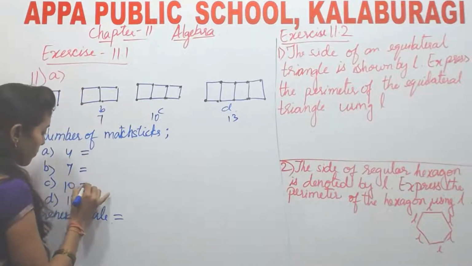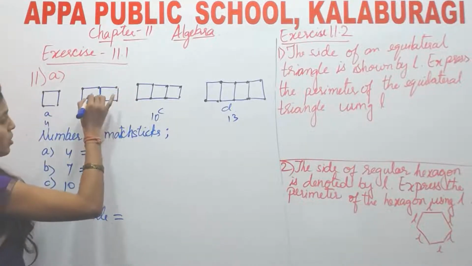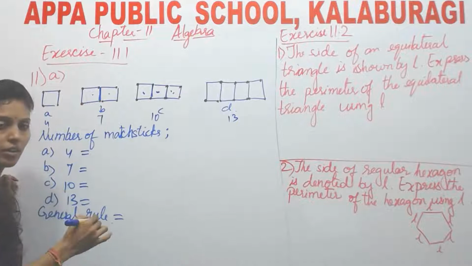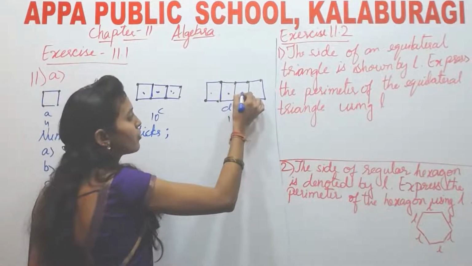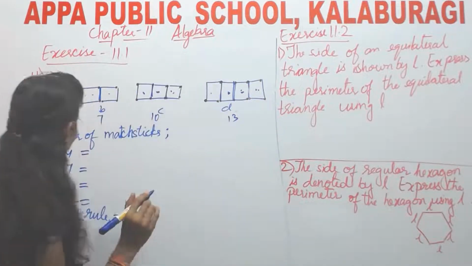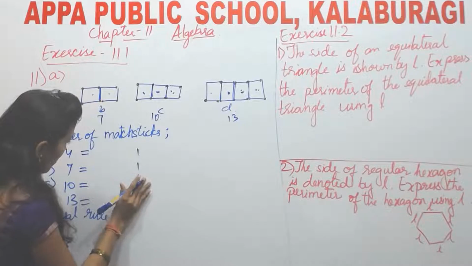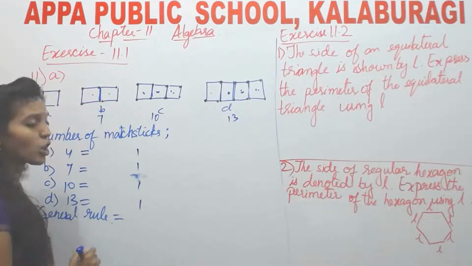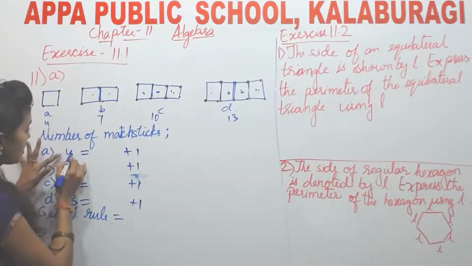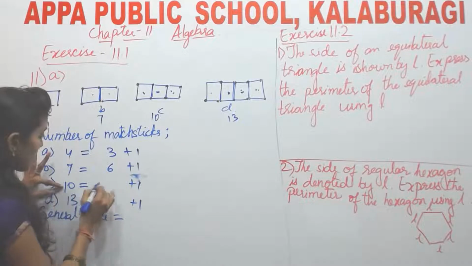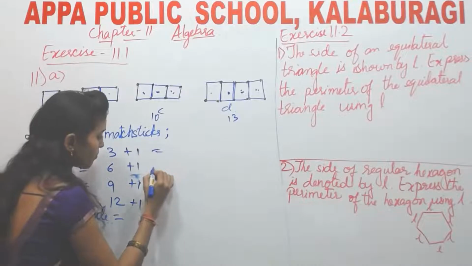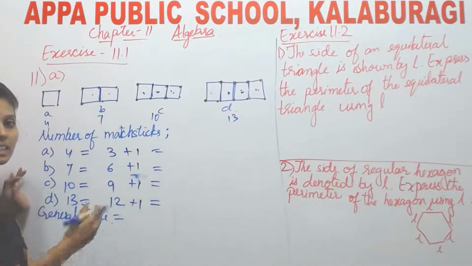See here. For two squares, one matchstick is common. For these two, this is common. For these two, this matchstick is common, and so on. Right? So keep that one matchstick common. If we keep those matchsticks common, what will be remaining? This will be 3, this will be 6, this will be 9, this will be 12. Right? So now I can rewrite this.